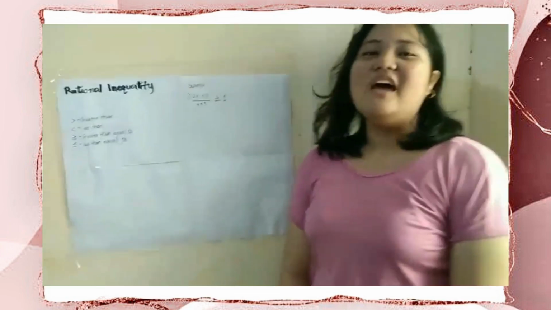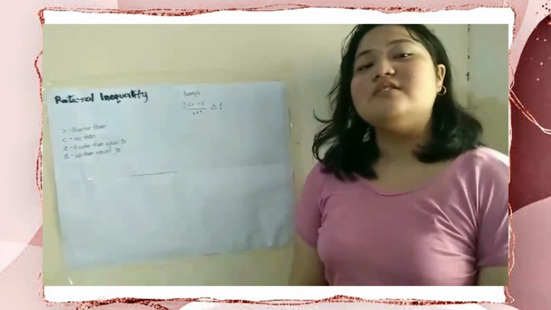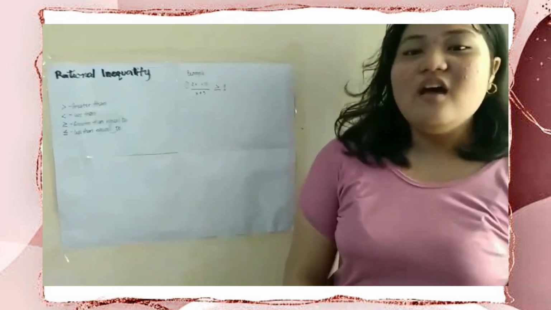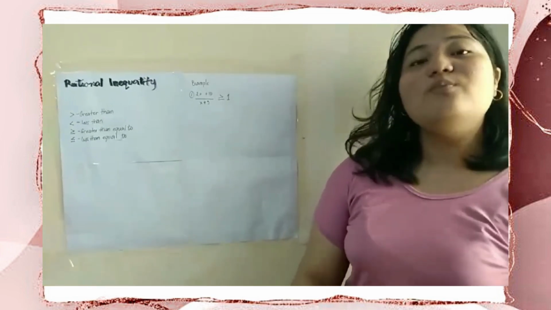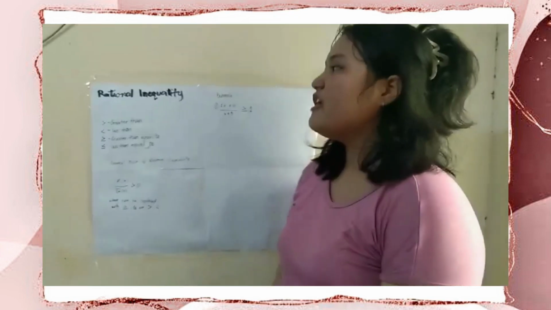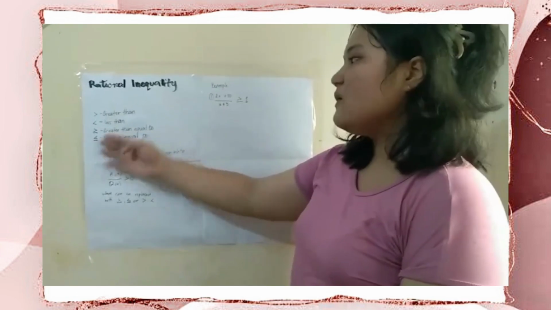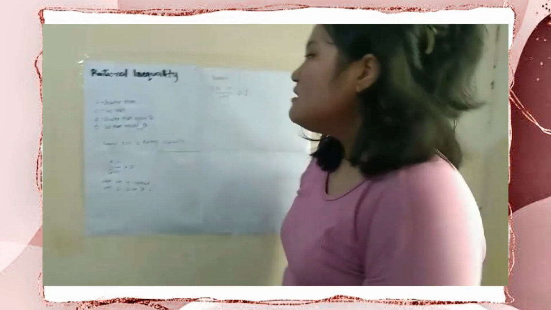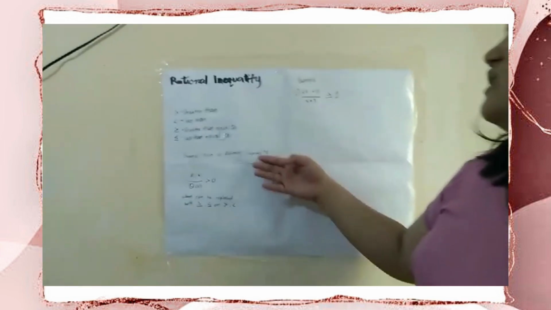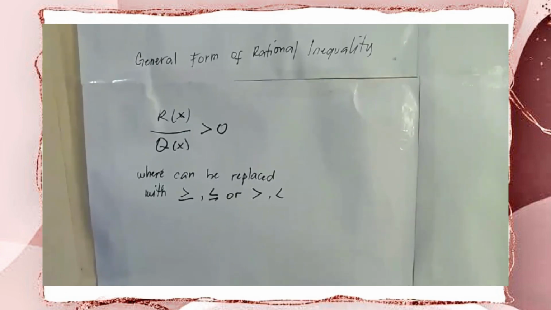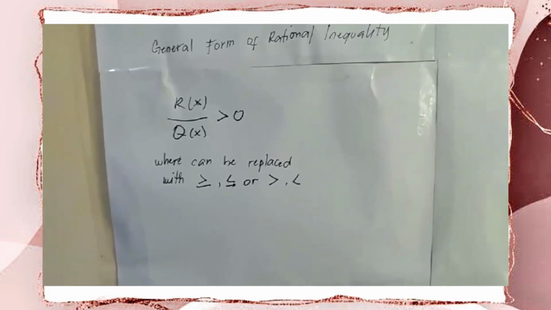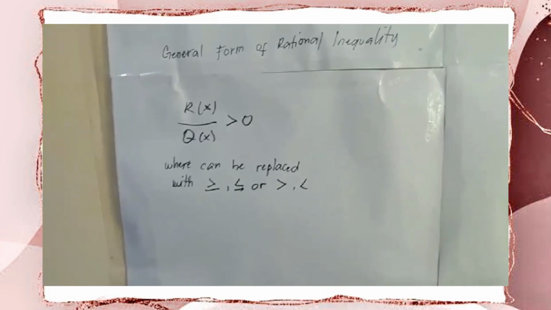Rational inequality. First, what is a rational inequality? It is an inequality that contains a rational expression, where the expression is a ratio of two polynomials. These are the symbols of rational inequality: greater than, less than, greater than or equal to, and less than or equal to. And this is the general form of rational inequality. We have r of x over q of x greater than 0.